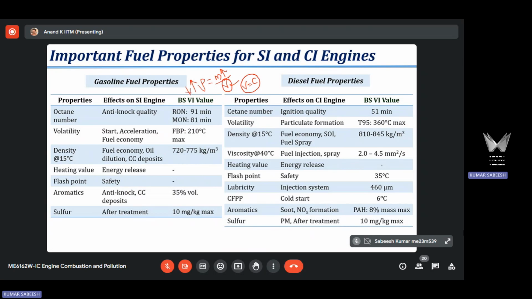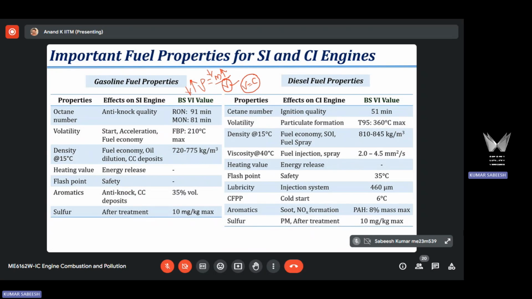If density for the fuel is low, the mass is going to be less. Combustion energy release is a function of mass of the fuel that goes into the cylinder and the heating value, which is the next parameter we are going to see. So if you have a fuel with high density, it is advantageous because more mass goes into the engine cylinder, meaning the energy release will be high.